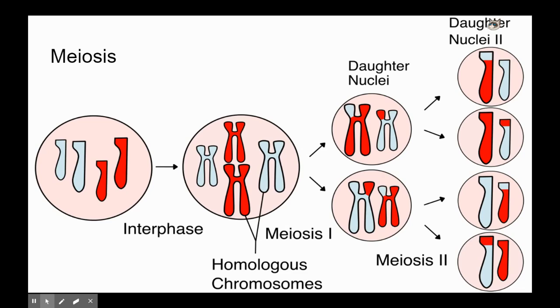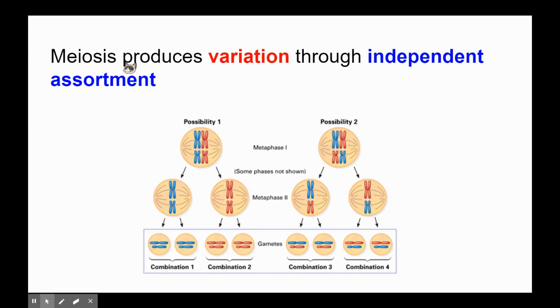The other one is to mix all of those genes and chromosomes around so that each of the four cells looks just a little bit different, like the ones to the right here. So meiosis produces variation through independent assortment. Independent assortment basically talks about how each of the homologous chromosomes are going to be separated independently of each other. So if we look down here, you can see that each cell got one of each type of chromosome.